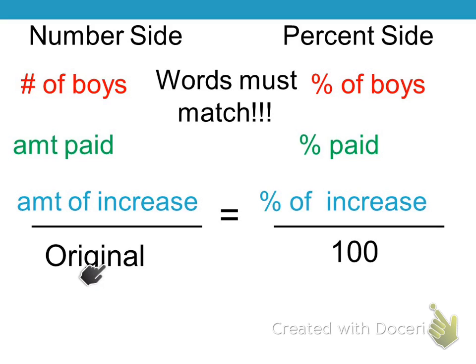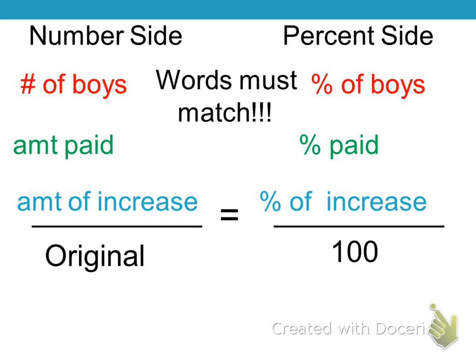The original amount is 100. 100% is always your original or your starting point or your whole thing. And then whatever amount you put over here, the corresponding percent goes over here. So if we're talking about boys, you need the number of boys on top, the percent of boys on the bottom. Original 100. Or if you're talking about the amount paid, over here you'd have the percent paid. Or the amount of an increase, here would be the percent of an increase.